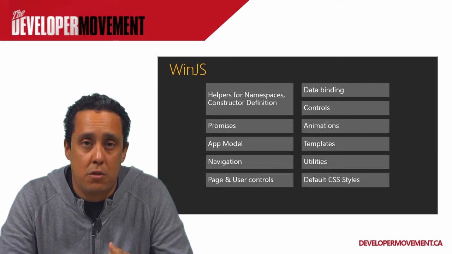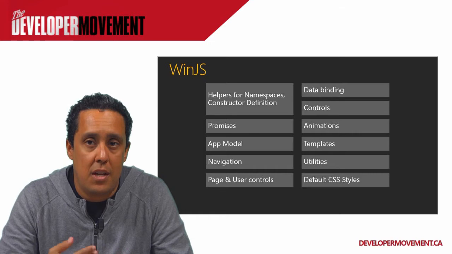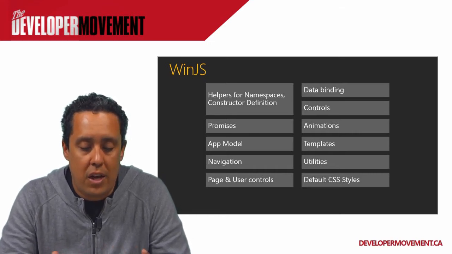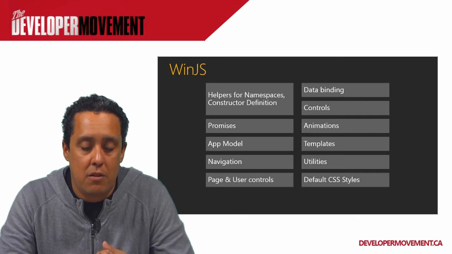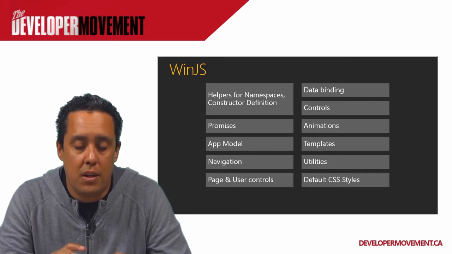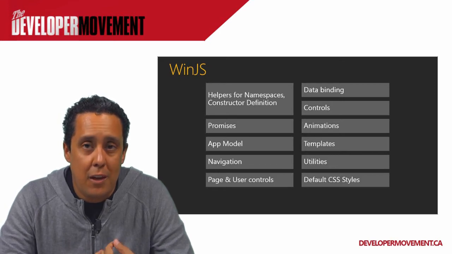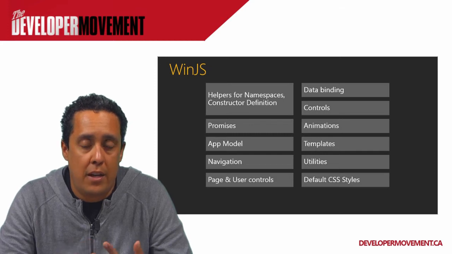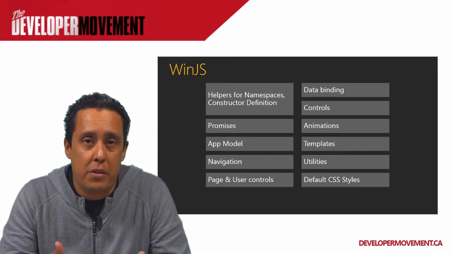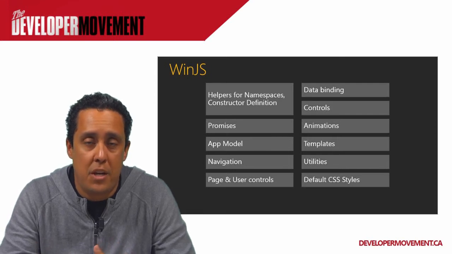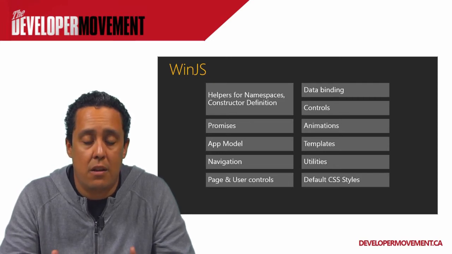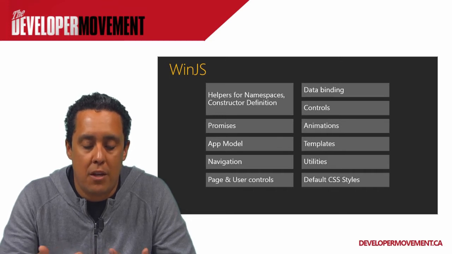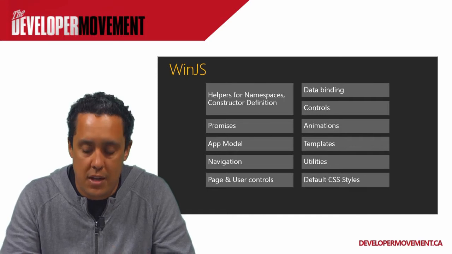The app model is basically your suspend and resume. You do want to get familiar with those so you can save state and reload state. The navigation model lets you navigate between pages within your app. And then you have things like data binding, controls, templates, and utilities. The utilities are there if you want to query elements within the DOM. Animations is really key. You want to get familiar with the WinJS.UI.Animations library. It has a bunch of pre-built animations that you can leverage so your application can use the same animations that Windows uses, and you don't have to rebuild those animations. And again, the default CSS styles are there, light and dark, and they'll make your application leverage the modern UI and look like a Windows 8 application.